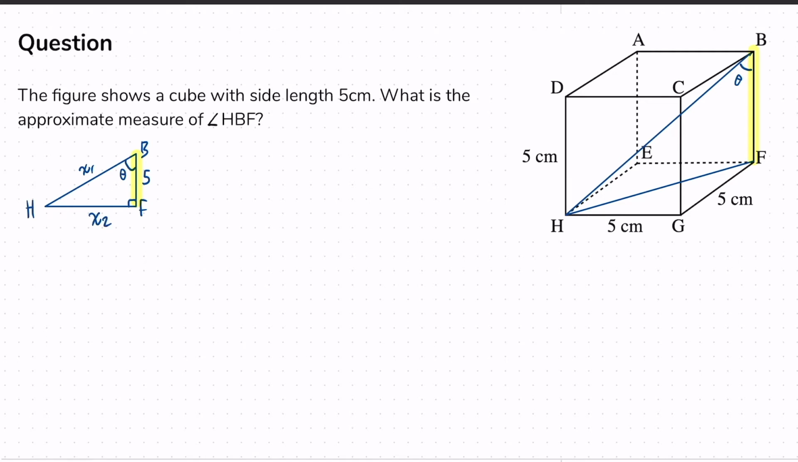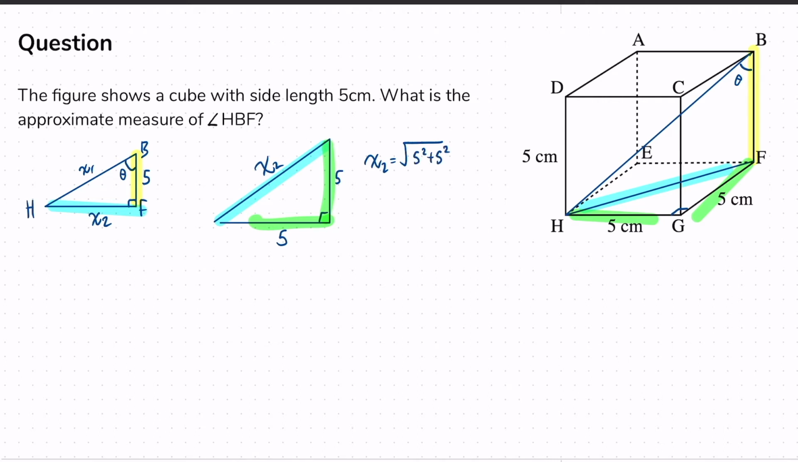But I can see a right angle triangle. I'll try and draw a little right angle there. I can use that to find X2. Perfect. So that's 5. That's 5. Right, we've got 5 and 5. So this is X2. We'll do that in blue. And it shows up here as well. So X2 is C. So it is equal to the square root of 5 squared plus 5 squared, or the square root of 50. We're going to keep it like that for the moment.